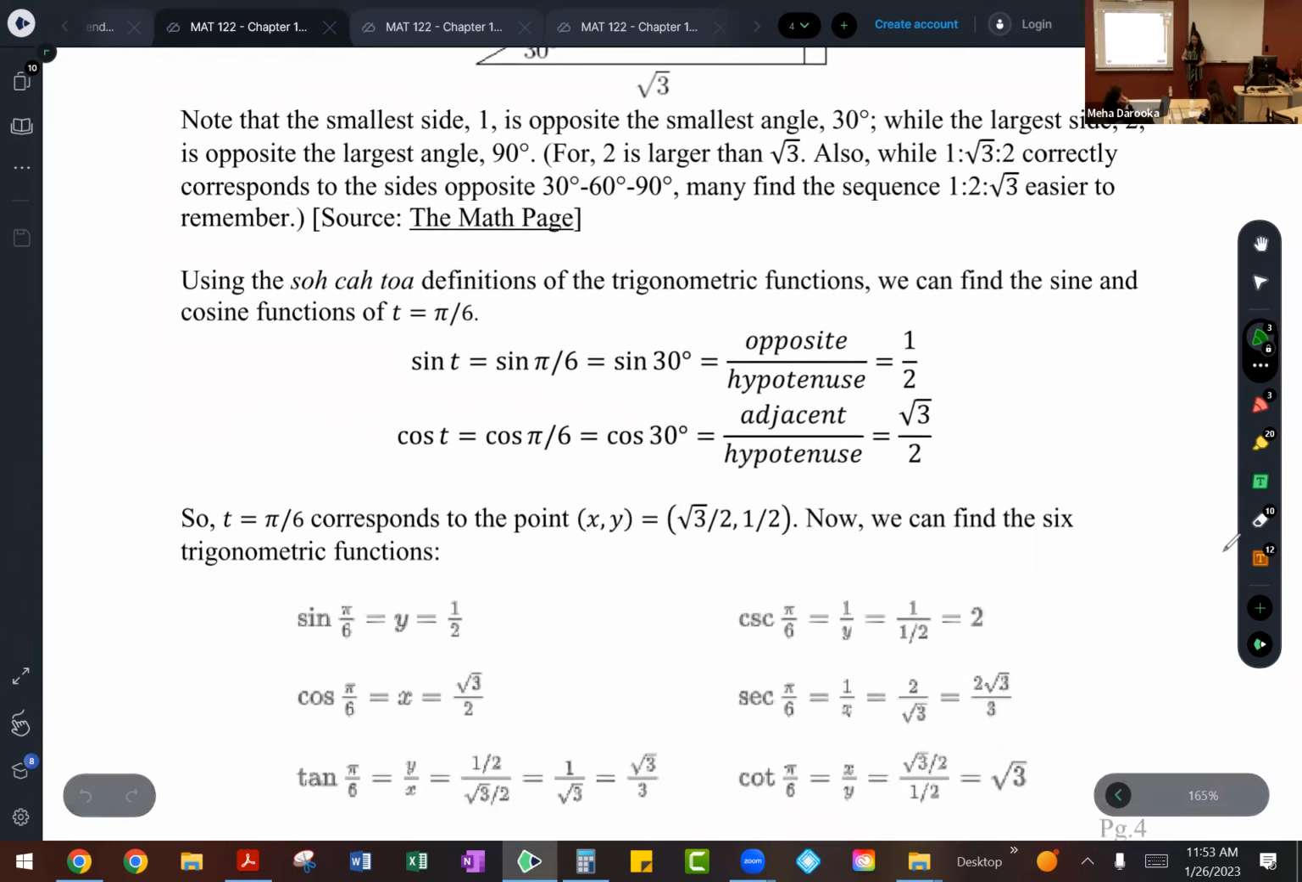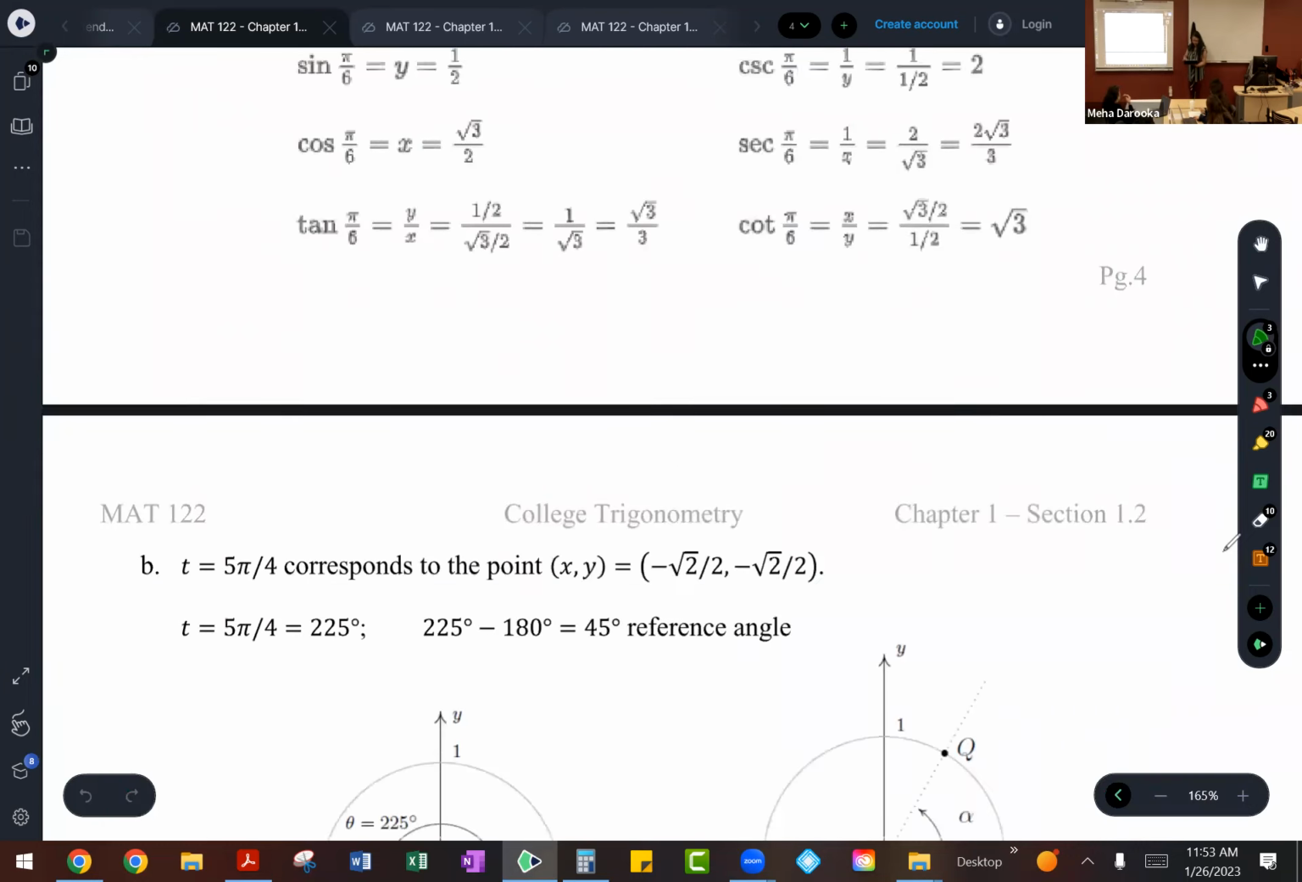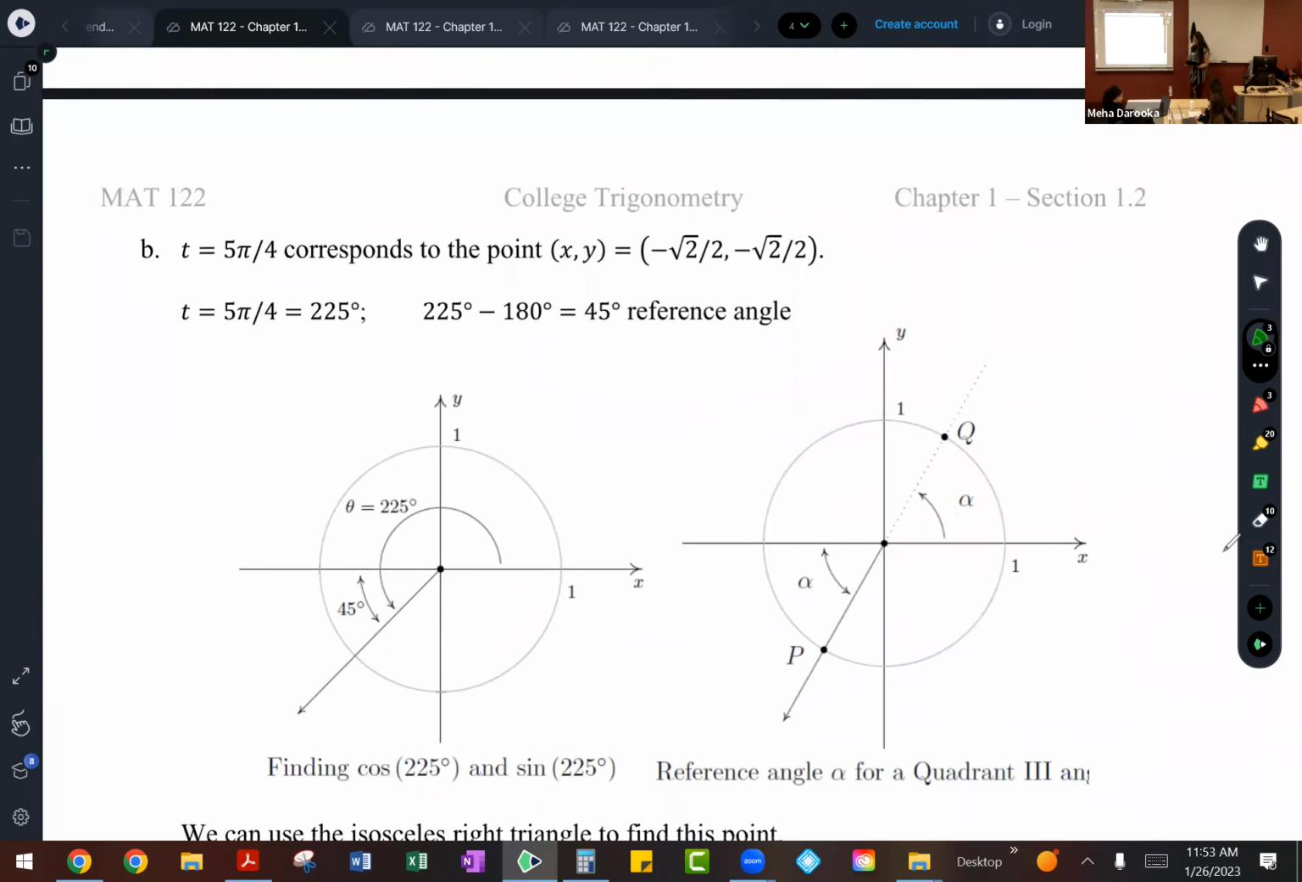Let's see, what other angles did we have? And they're kind of listing all 6 of those functions over here. Your next one was 5 pi over 4. So you can see when we take the 5 pi over 4, convert it to a degree measurement, it comes out to be 225, which of course places it in the 3rd quadrant.